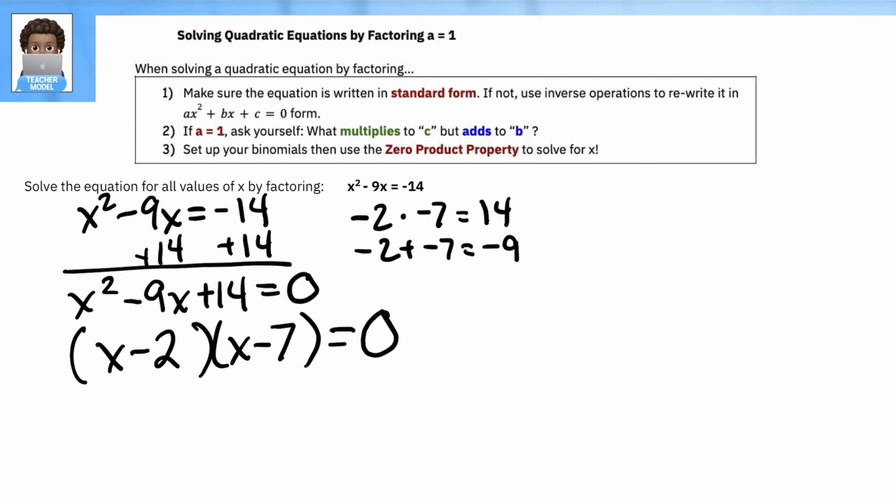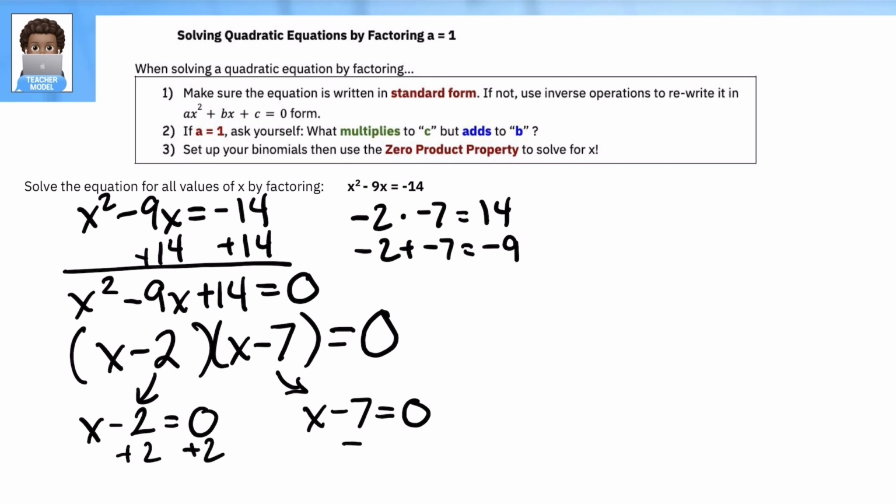So with this, I now have two equations that I can set up. Here are my two different pathways. I have x minus 2 is equal to 0, and x minus 7 is equal to 0. And we can solve these. So here x is equal to 2, or x is equal to positive 7. Those are both the values of x. Hit pause and jot this down into your notes.